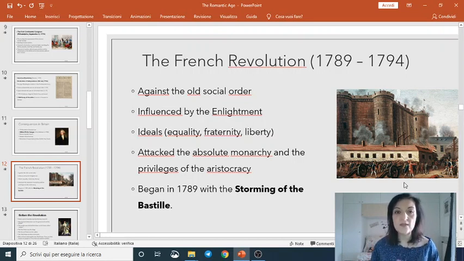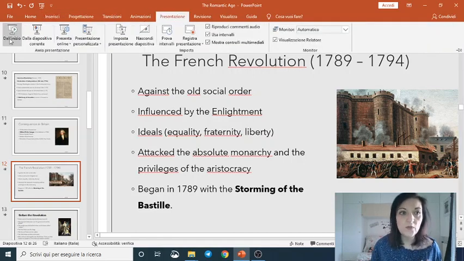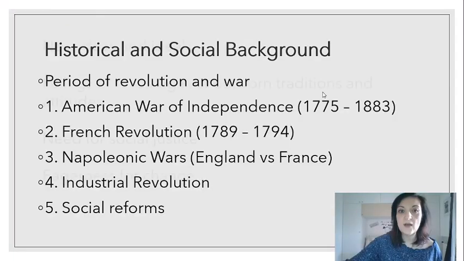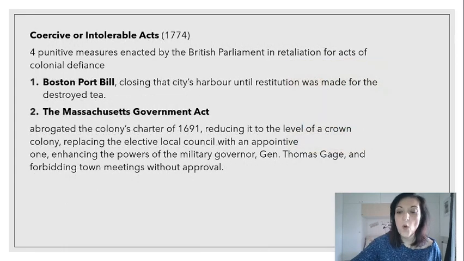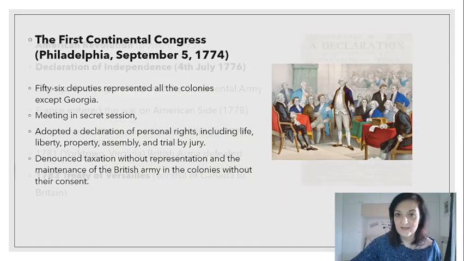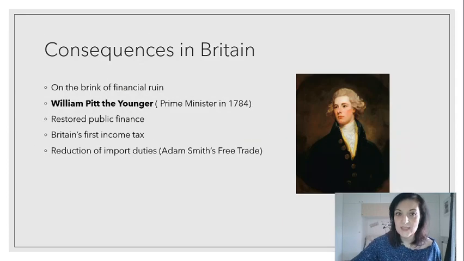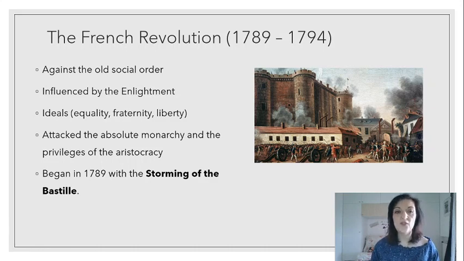The revolution in France was, first of all, against the ancien regime, the old social, economical, and political order. That is very important. The people in France fought to change the ancien regime, so the old political and economical system. And what happened? This French Revolution started as an attack on the absolute monarchy and on the privileges of the aristocracy.